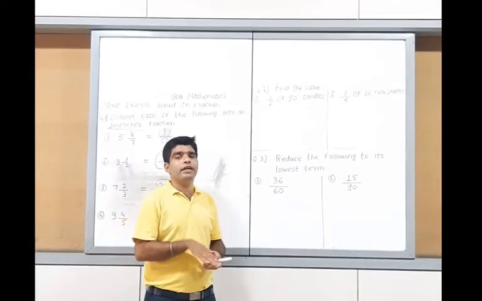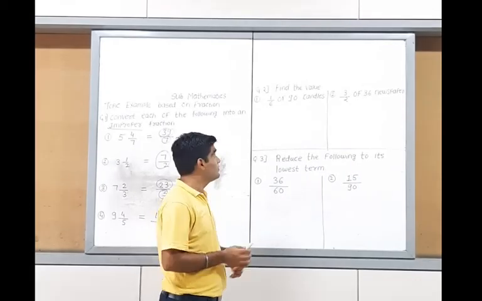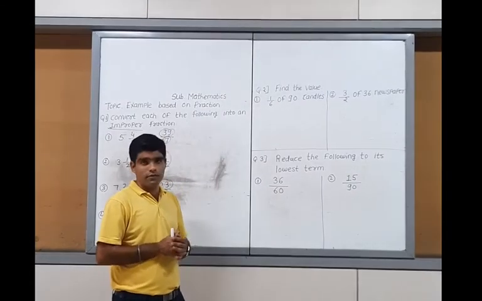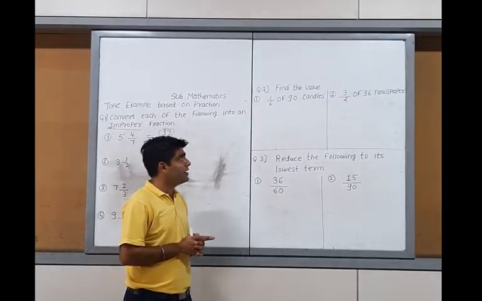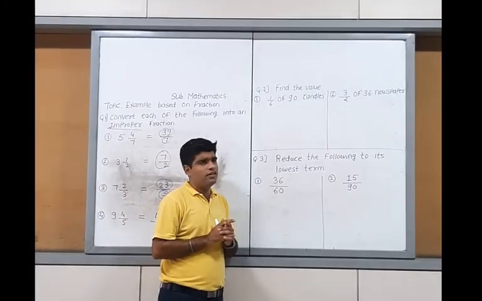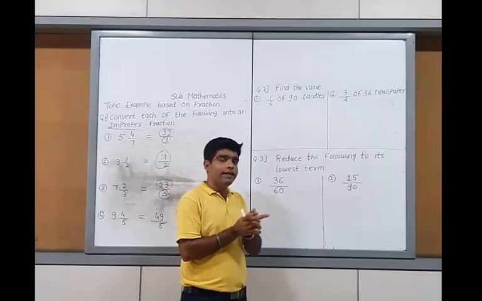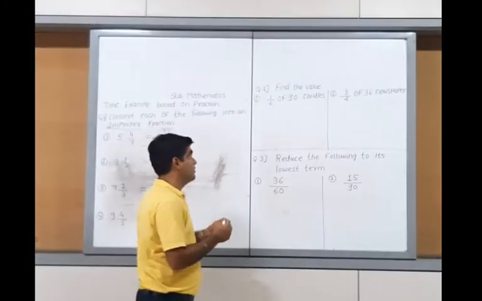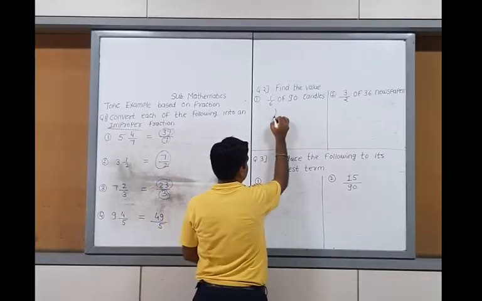We have to convert it into an improper fraction. Next example is question number 2. Find the value of 1 upon 6 of 90 candles. 1 upon 6 of 90 candles means we have to use division. By using division, we have to solve it. This is our simple actual division.